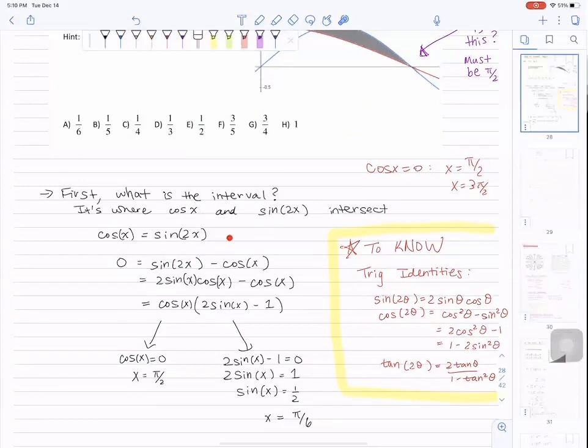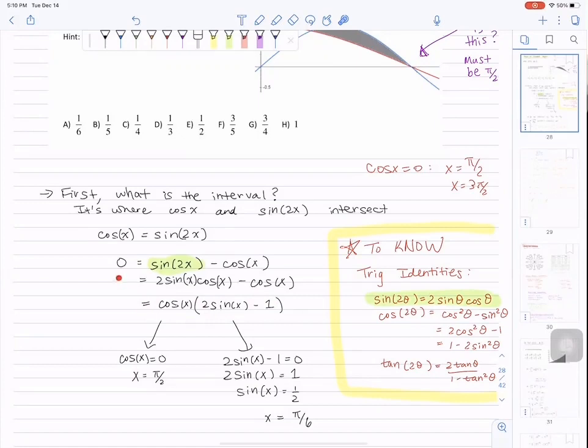So if we subtract cosine x on both sides, we get 0 equals sine of 2x minus cosine x. What is sine of 2x? By the double angle identity, sine of 2x is 2 sine x cosine x. Now we can factor out this cosine x. So we get cosine x times (2 sine x minus 1). Great, that looks better because now we have something times something equals 0.